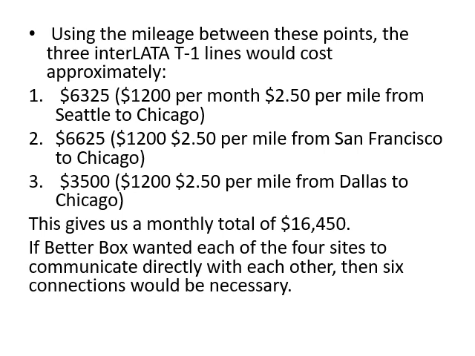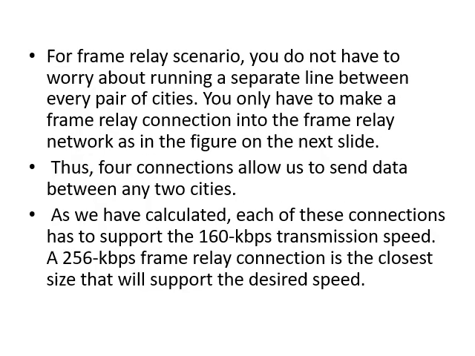Now this gives us a total monthly of $16,450. If BetaBox wanted each of these 4 sites to communicate directly, it means we'll have to do 6 lines, because now we'll have to add 2 lines, one from Seattle to San Francisco and the other one from San Francisco to Dallas. This is not cheap. This is very expensive for a company. So let's look at the frame relay connection.